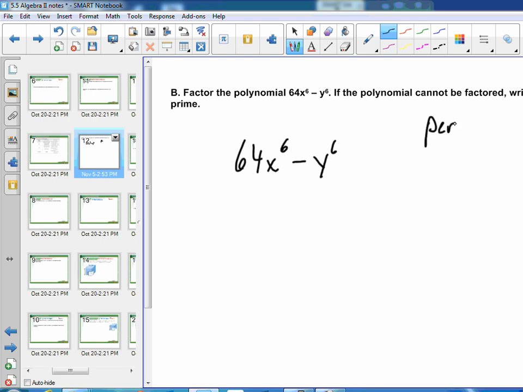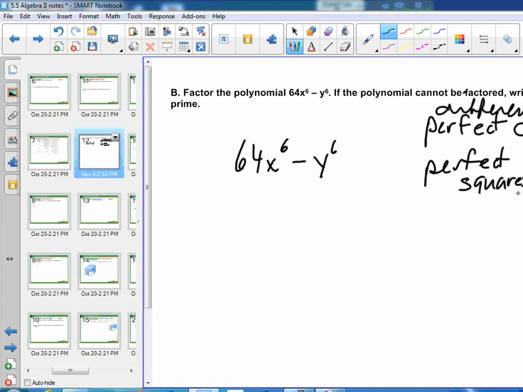If that is the case, where you have a polynomial with two terms, and you see that it is both the difference of perfect cubes and it is the difference of perfect squares, order of operations would state that the perfect squares need to be done first. And believe it or not, it does turn out differently if you don't do that.